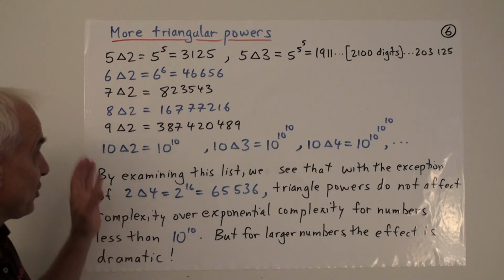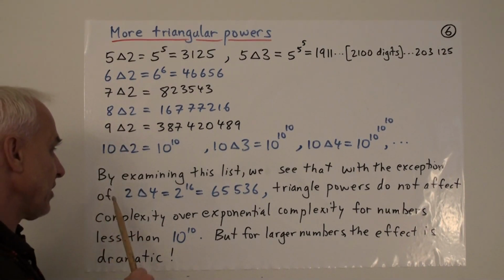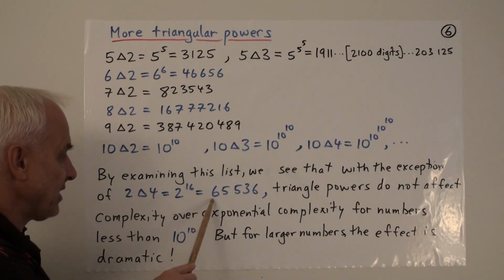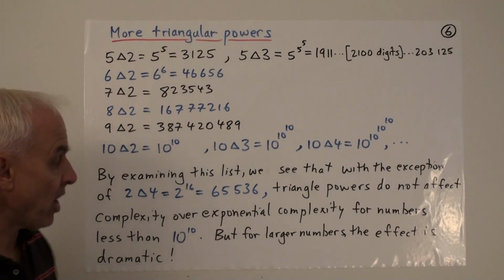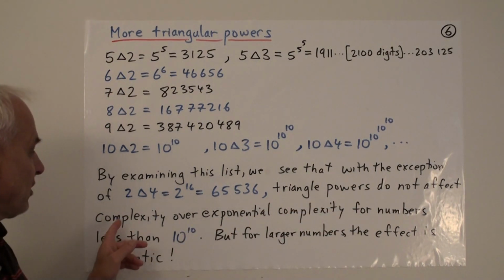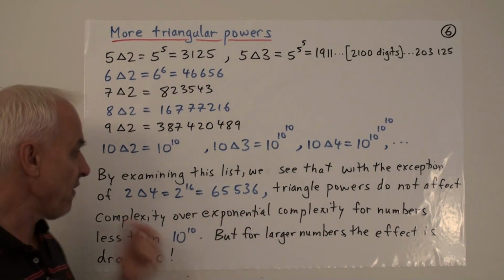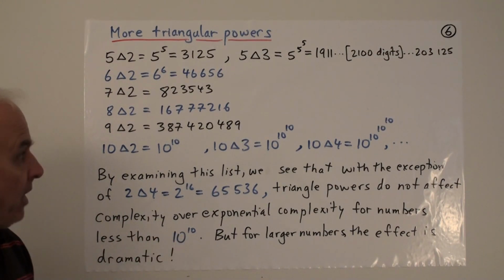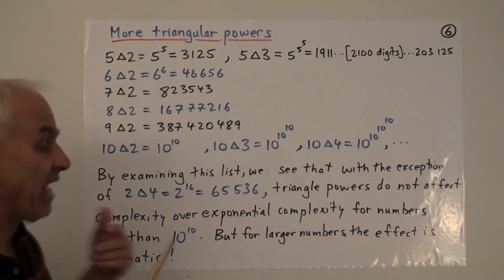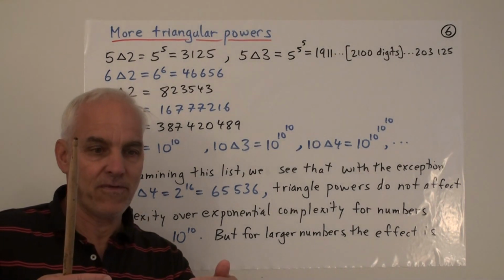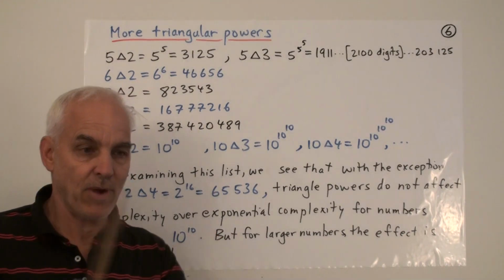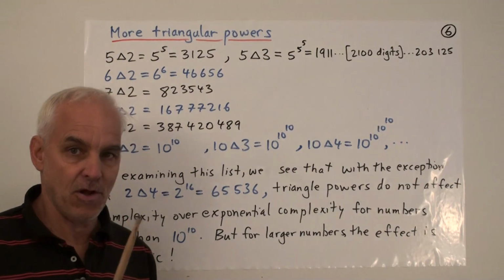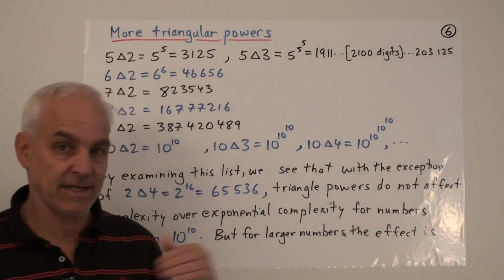So by looking at this list of triangular powers, we see that with the exception of 2 triangle 4, which is 2 to the 16, that's 65,536, triangle powers do generally not affect complexity over exponential complexity for numbers which are reasonably small, say less than 10 to the 10. In other words, the advantage that you get by allowing yourself triangular powers as well as exponential powers doesn't really reduce complexity at all for almost all numbers less than 10 billion.